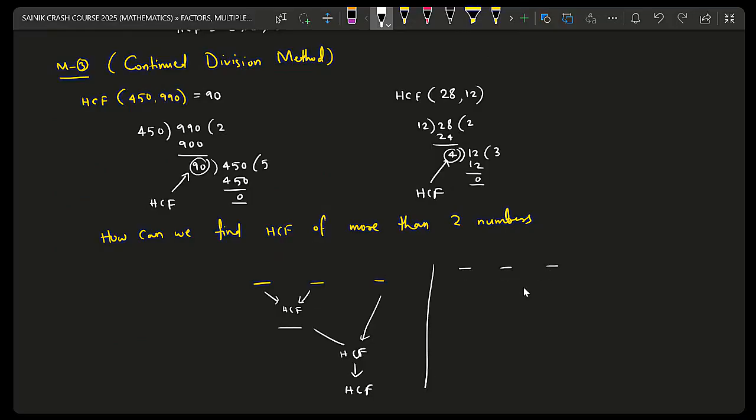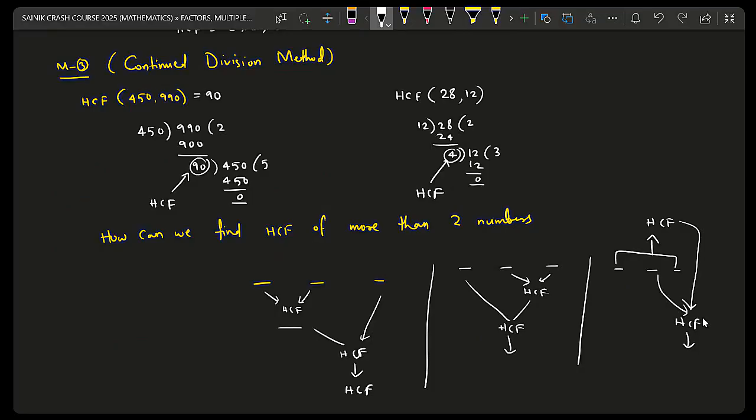1, 2, 3 numbers are there. First you find the HCF of these two. For this answer and the first number, you again find the HCF, which gives the final answer. You can even take first and last. First and last, you found the HCF. With this HCF and the second number, you again find the HCF, which gives the final answer. I hope, Vaishnavi, your answer is clear. Even if you take more than three numbers, it will work.